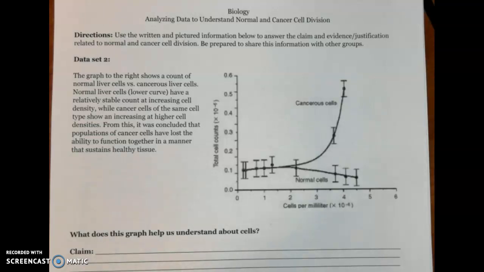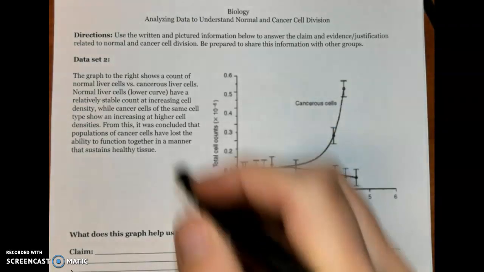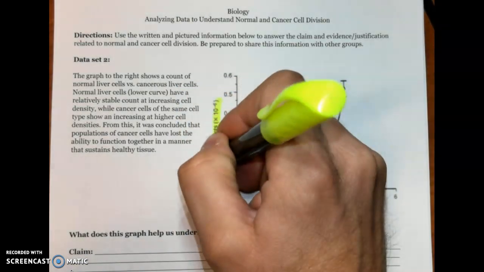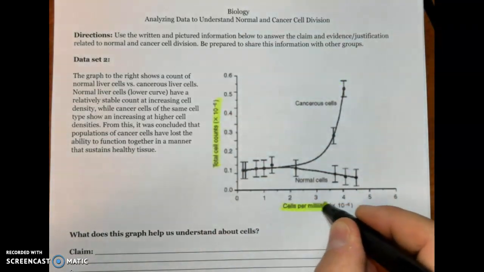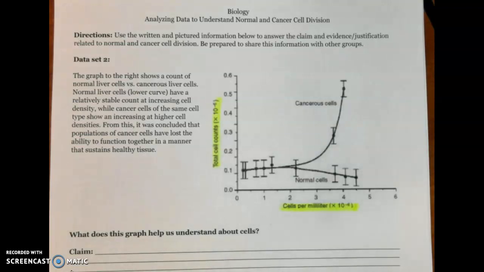Welcome. If you are listening to this video, you have probably been assigned data set number 2 to look at. Once again, when we look at a graph or data table, the first thing we need to get in the habit of doing is looking at what's going on in our X and Y axis. We're looking at total number of cells here and the cells in a unit area.